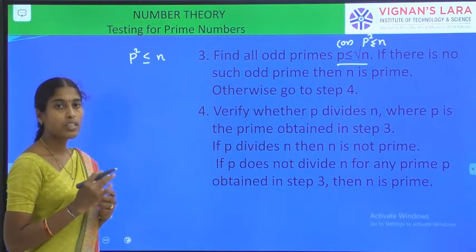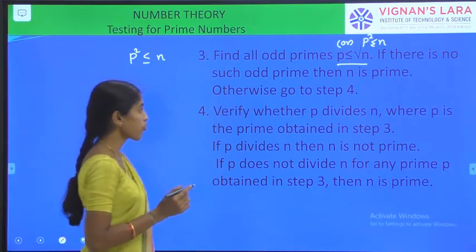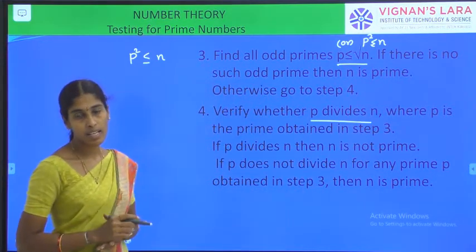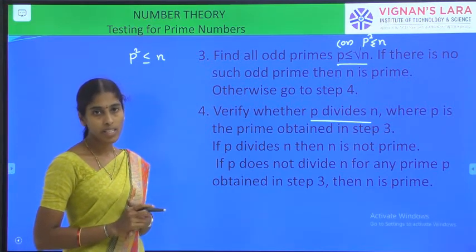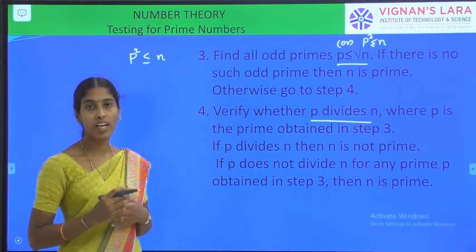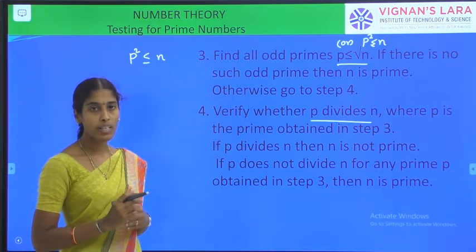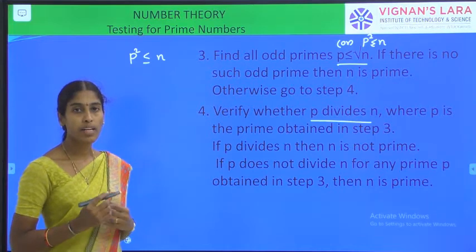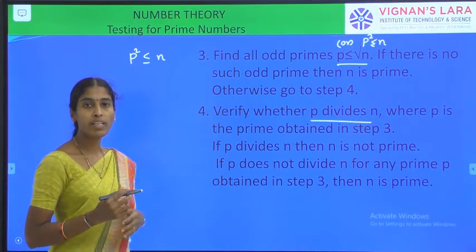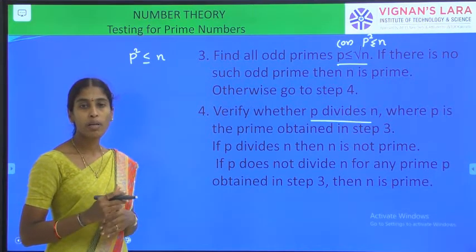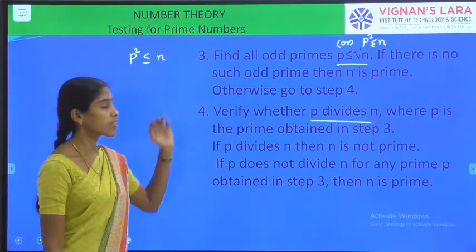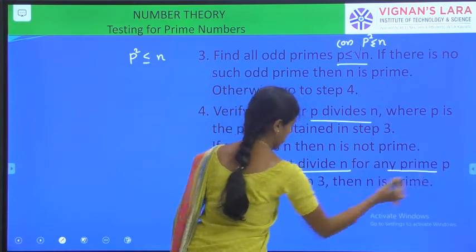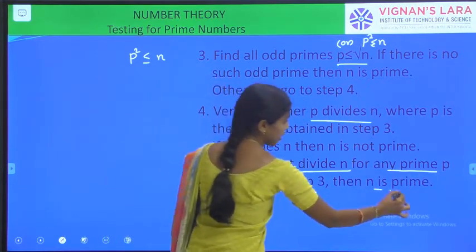If we are collecting such prime numbers, that is p square less than or equal to n, then go to the next step, that is step 4, where we have to check again whether p divides n or not. If p divides n, what about p? Where are we getting that p? That p is obtained in step 3. If p divides n, then n is not a prime number. If p does not divide n for any prime number p obtained in step 3, then n is a prime number.